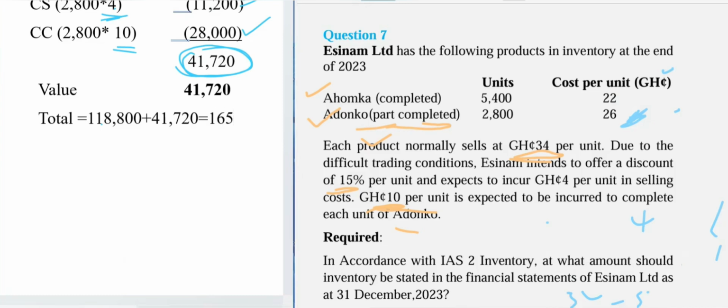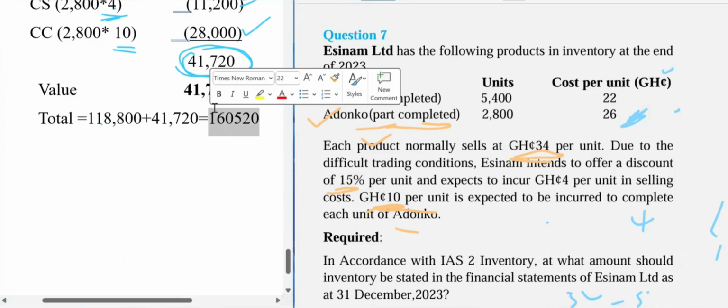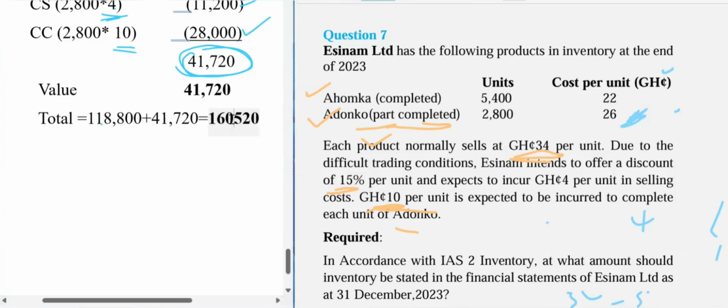And then we get 160,520. So this is the value of inventory that we are going to record in our books. Very good. So this is question 7.